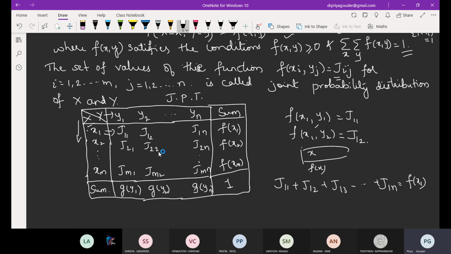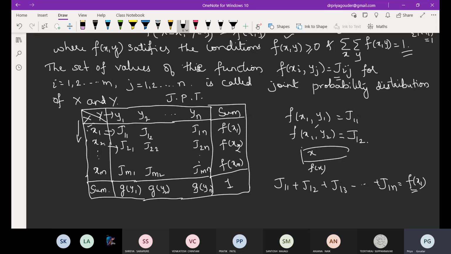Similarly, if I add these values, J21, J22, like that till J2n, I'll get the value corresponding to f of x2. You can observe here x2 is same, correct? So this is f of x2. Similarly, if I add the last row values, it is f of xm. Is it clear how to get these f values? What is the relation for this? I'll take it a little later on.